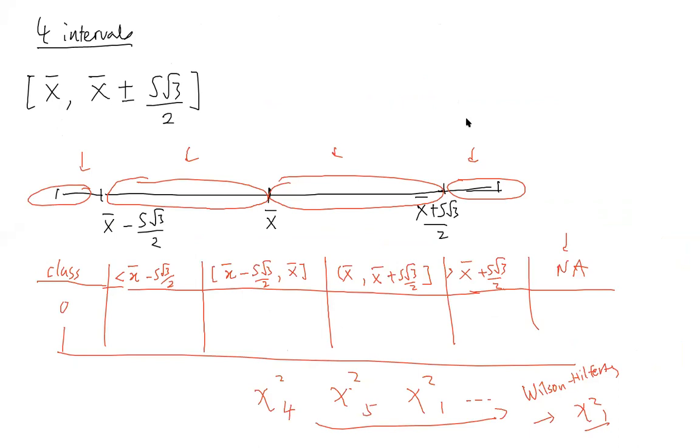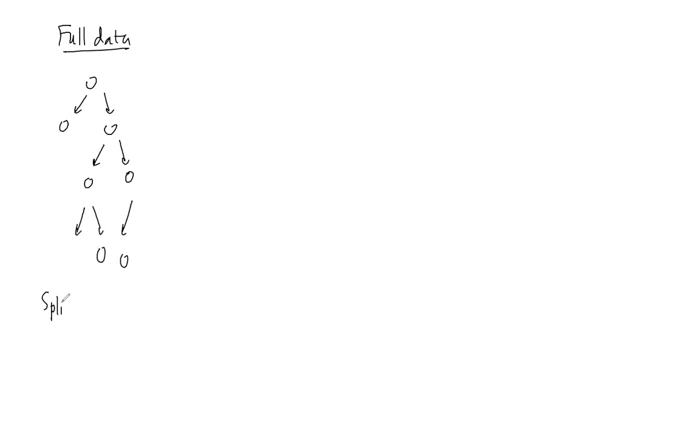Now, I want to say something about how GUIDE actually builds the tree. You have the full data. Based on the full data, GUIDE will keep on splitting the tree. It will make splits until some stopping criteria are reached.